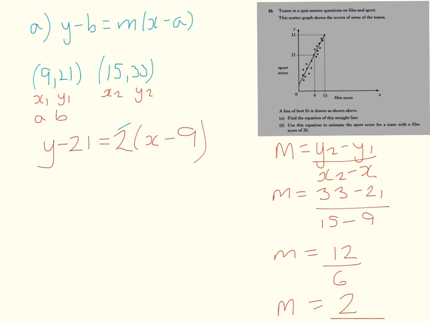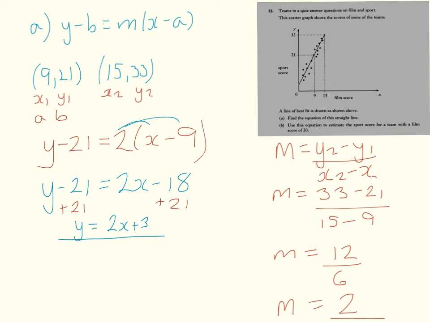I'm going to follow through the process. We're going to multiply out this bracket. So y minus 21 equals 2x minus 18. I want my equation to be in the form y equals mx plus c, so I want to get rid of this minus 21. So I'm going to add 21 to both sides. That will give me an equation y equals 2x plus 3. That's me done part A.